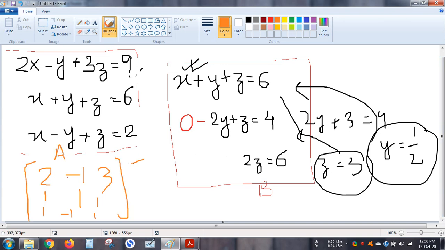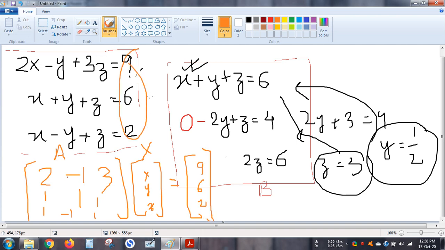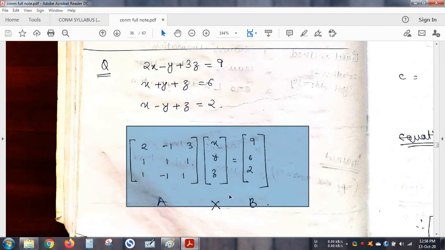Then you have your x, y, z, which you are considering as capital X, is equal to B, which is 9, 6, 2. So this is your B, from here you will have your A and this is your X. So that's what we are going to see, AX = B.